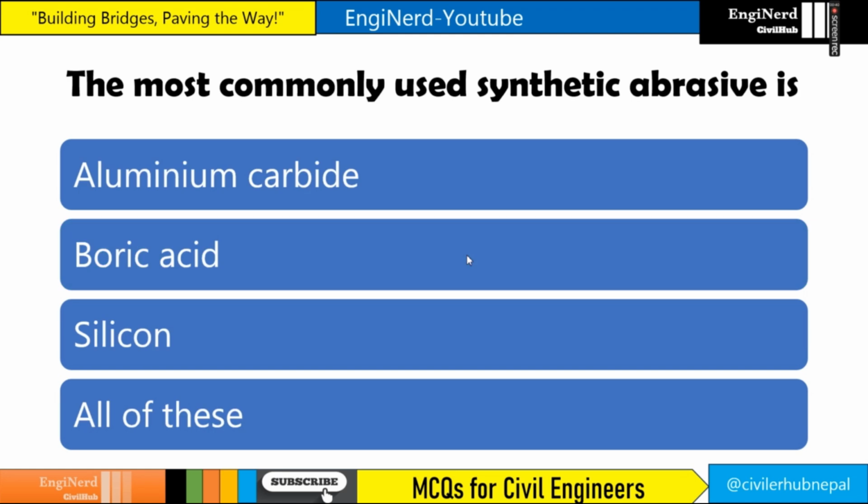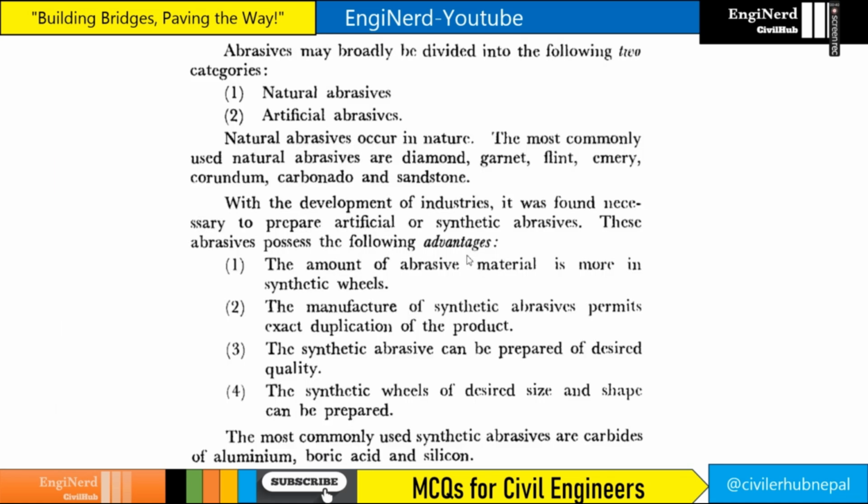The most commonly used synthetic abrasive is aluminum carbide, boric acid, silicon, all of the above. All of the above is the answer. So we see here the most commonly used synthetic abrasives are carbides of aluminum, boric acid, and silicon.